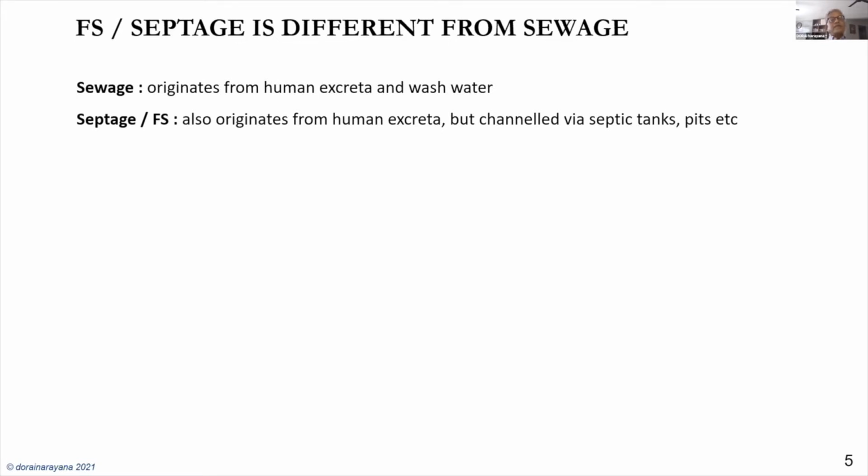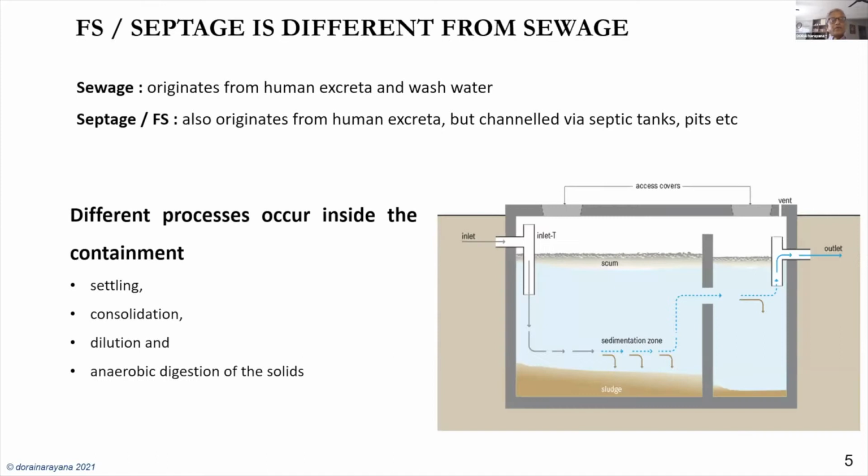But then it is channeled through a containment, which could be a septic tank or a pit or some kind of containment. If we look at a typical septic tank, for example, this diagram shows a typical septic tank. The sewage gets in on the left-hand side through that T-pipe. Then there is some settling, where the solids settle to the bottom. There is some consolidation that takes place. Sometimes if there is a leakage of groundwater into this, then there could be a dilution. And there will be some anaerobic digestion of the settled solids. These are the processes that are going on inside.